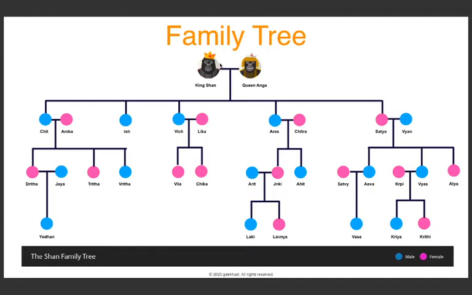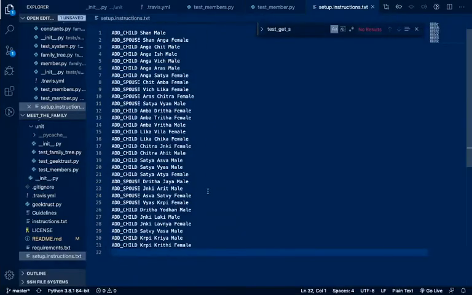I'll go to the commands. First is add child Shan male, then add spouse Shan Anga female, then we have add child Anga Chit. You get the point, right? We add child these things, then we add spouse, then we again add child, then we again add spouse. So these are all the commands that set up our entire family tree. This is the whole setup instruction.